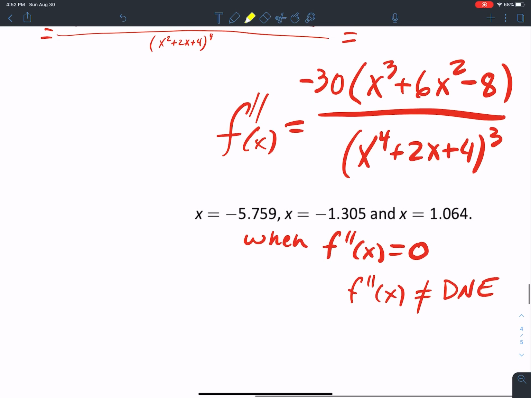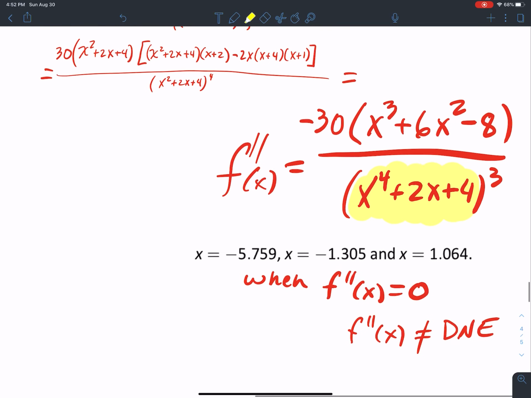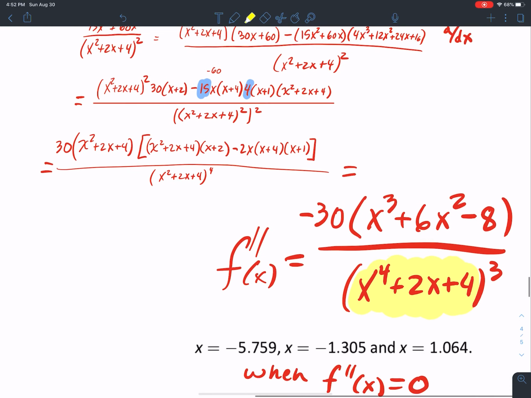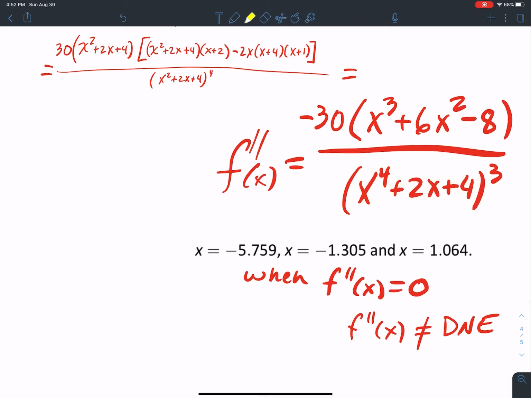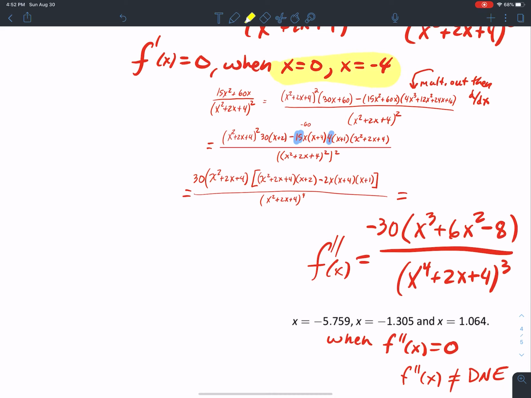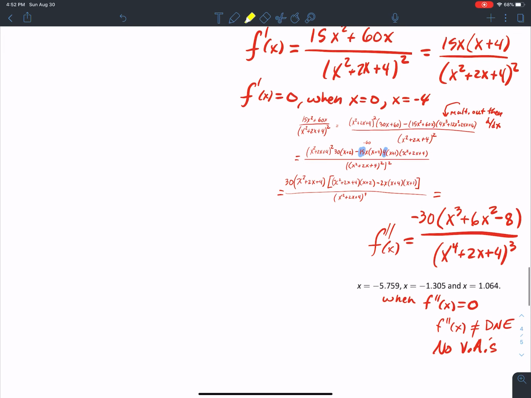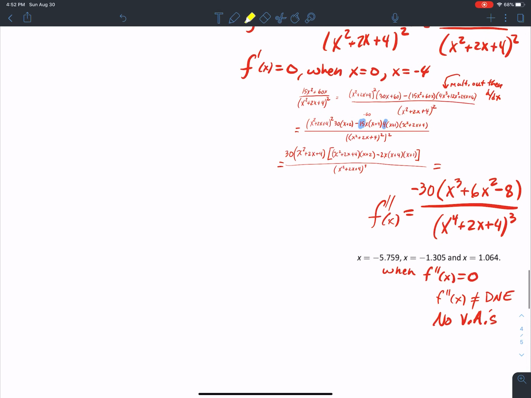All right, so once again, we have the same denominator that we've had in all the other ones, and we know that it can't equal 0, so the second derivative exists everywhere. But the numerator set equal to 0 produces these possible inflection points. So we've got 2 possible relative maxes and mins, and 3 possible inflection points. Now, once I find the vertical and horizontal asymptotes, I'm going to connect the dots. So let's do vertical asymptotes.